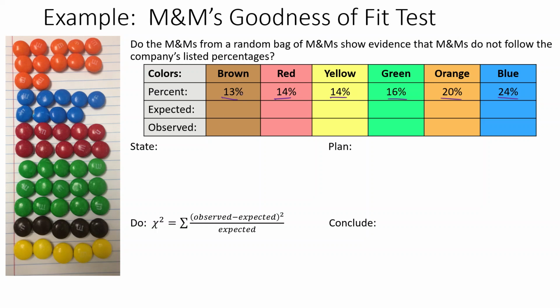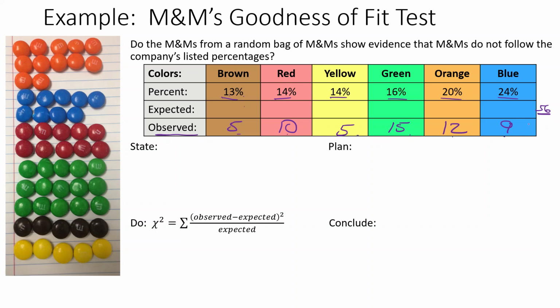So brown, 13%, and we have the observed. Observed is 5. Yellow, we've got 5 also. Green, we got 15 observed. Let's see, red, we've got 10 observed. Blue, looks like 9 there. And orange looks like we've got 12. So now the question is, how many are in this bag? So 5 plus 10 is 15, plus another 5 is 20, 35, 47, is that 56? So now that we know that there are 56 in the bag, we can work backwards and get the expected value.